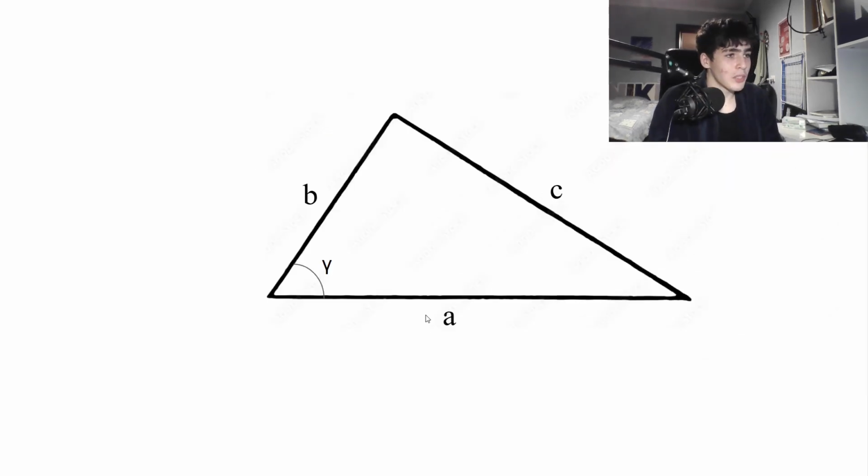Okay, so we have this triangle again, and we have an angle of gamma. Now let's draw a height that is going towards A. So this is the height, and this is a 90-degree angle. And let's call this height h. I don't know what you guys call it. You can call it whatever you want.